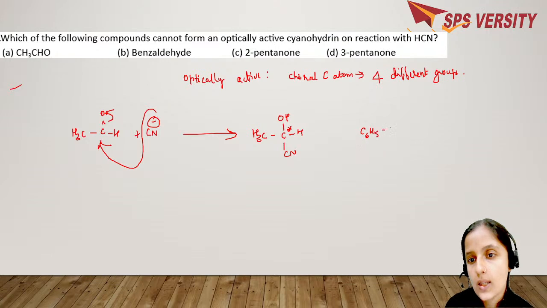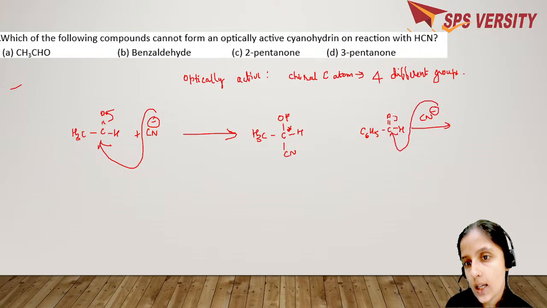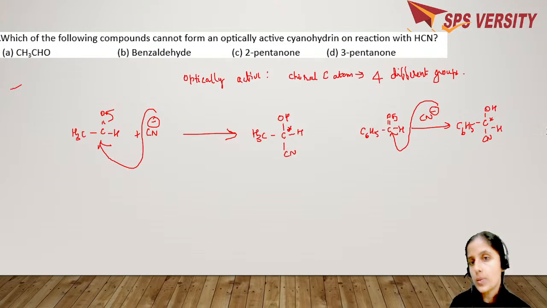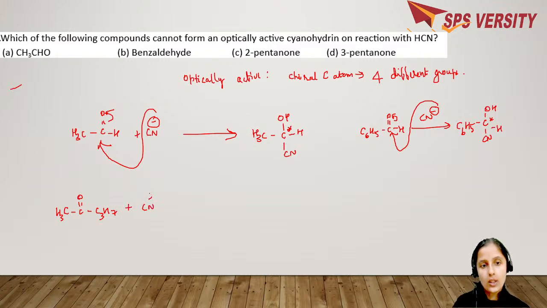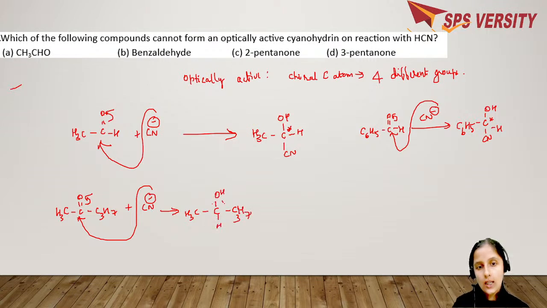Benzaldehyde is C6H5, CHO. When you treat it with CN minus, the CN minus will attack here and this will go up, so that you are going to get C6H5, C, OH, and CN here and H here, because this is also optically active. Then the next one, 2-pentanone, that's CH3, C double bond O, C3H7, totally 5 carbon atoms. When you treat it with CN minus, the CN will attack here, this will go here. As a result, you are going to get CH3, C, C3H7, and OH and H. Again, this carbon is attached to 4 different groups.